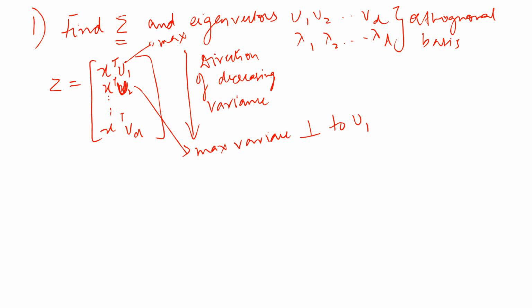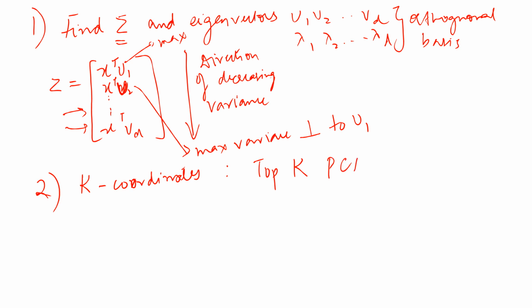Okay, so next what we need to do is construct these dimensions and decide a threshold beyond which we don't want any more variance. So that's the usual process, right? So we decide some k coordinates, beyond which we feel that they are not really giving us any more information in terms of the variance, and so we just stop, right? So this is known as the top k PCA directions.